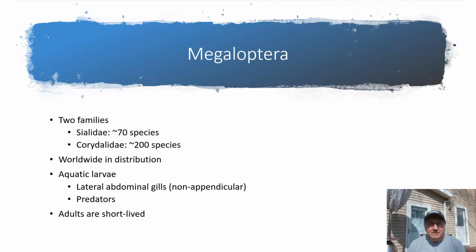The larvae of the Megaloptera are all aquatic, and they have on their abdomen lateral gills that help them to breathe. These are not appendicular gills. That is, they are not things like you see in the gills of mayflies with the abdominal gills. These are just outgrowths, extensions of the abdominal wall. The larvae are predatory. The adults are rather short-lived, and so they might feed upon pollen or something like that, but they're generally not predators, even though they have the visage of being very dangerous predators. In fact, they're not dangerous at all. Let me show you what I mean.